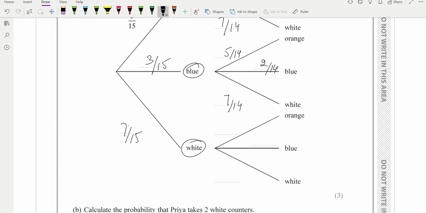And the last section, which is white, will be if one white is gone already. So there were 7 whites, so the remaining will be 6 whites over here, we can write 6 over 14. Orange will remain as it is, which is 5, so 5 over 14. And blue will be the same, 3 over 14. This will be the probability.